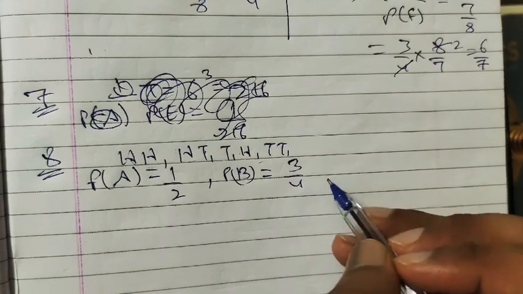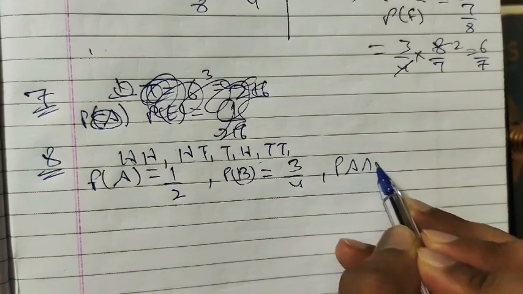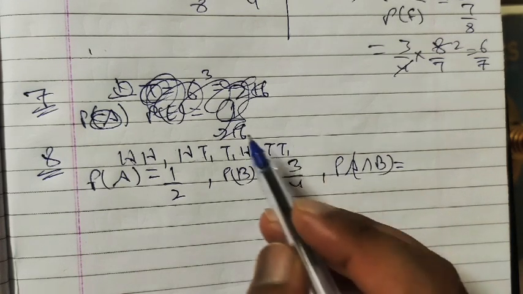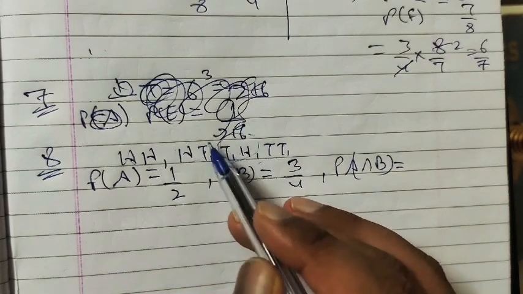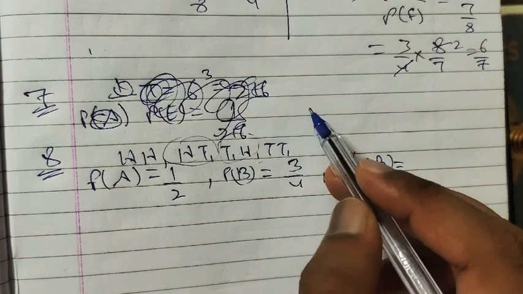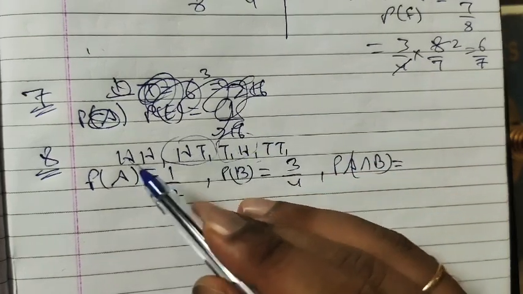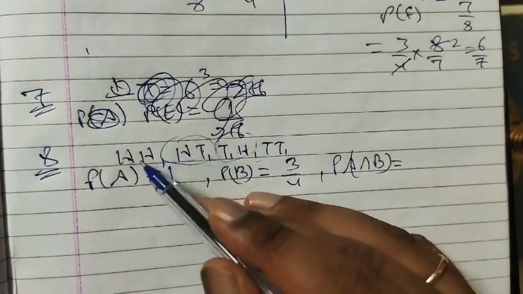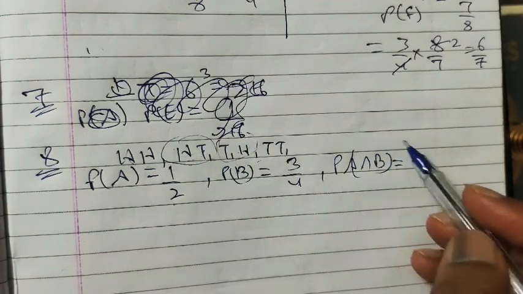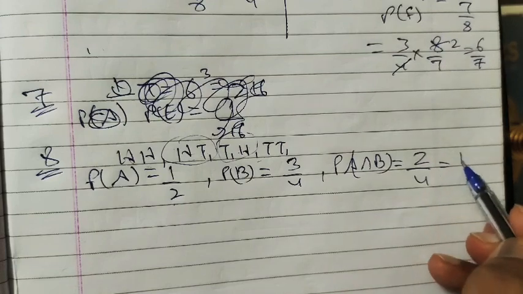Now we have to find out probability of A intersection B, right? So at most one tail and one tail. So this will be 2 upon 4, because at most one tail and one tail means the intersection is this one only, one tail, right? Either we can have head tail, tail head and head head. So the intersection is head tail, tail head. So it is 2 upon 4, which is 1 by 2.